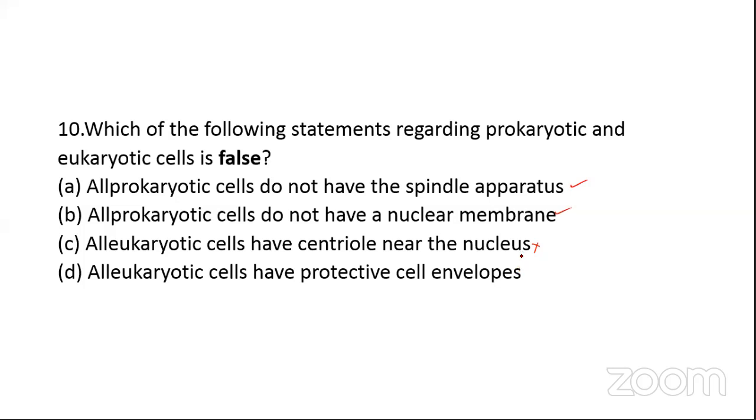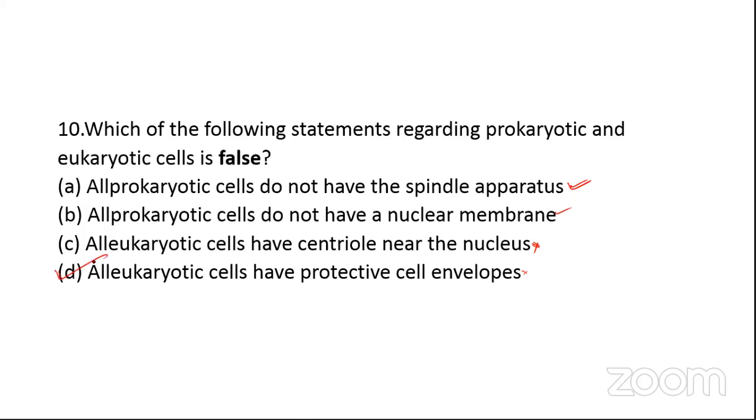So when you look at this, this will be slightly confusing. All prokaryotic cells do not have spindle apparatus. That is absolutely true. So they've asked regarding prokaryotes and eukaryotes, which is false. All eukaryotic cells have centriole near the nucleus. Need not be wrong. All eukaryotic cells have protective cell envelope. Wrong. In some at least it is correct.